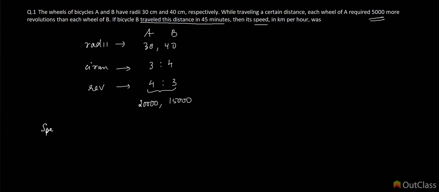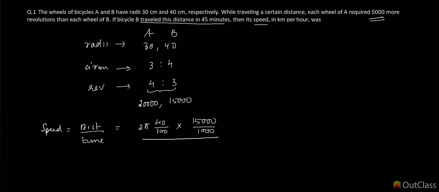The speed is going to be the distance by the time, and the distance is 2 pi 40 centimeters is the circumference. Let's convert it to meters. 2 pi 40 by 100 meters is the circumference into the number of revolutions, 15,000. Let's divide this by 1000 to convert the meters to kilometers. That is the distance traveled in kilometers, and the time is 45 minutes, which is 3/4 of an hour.